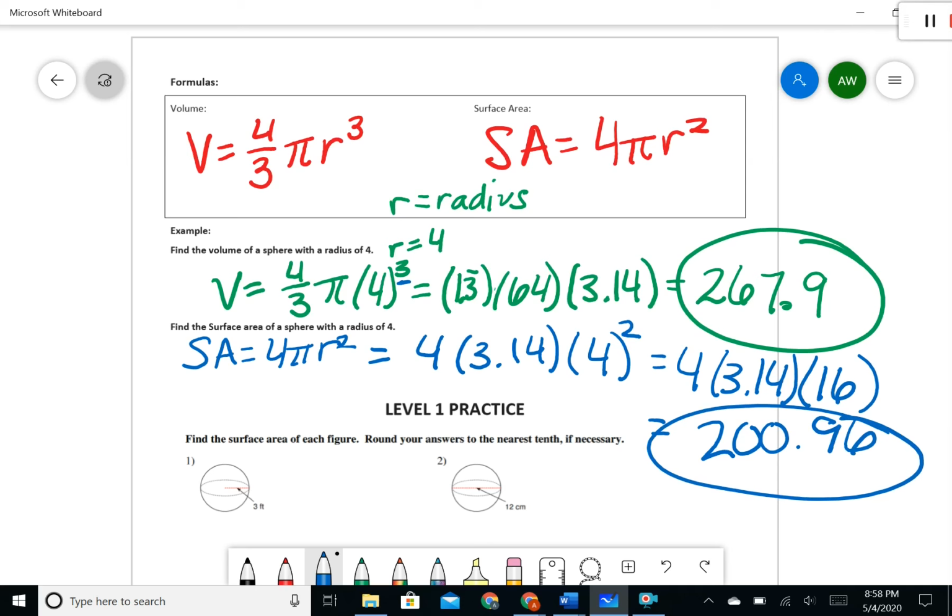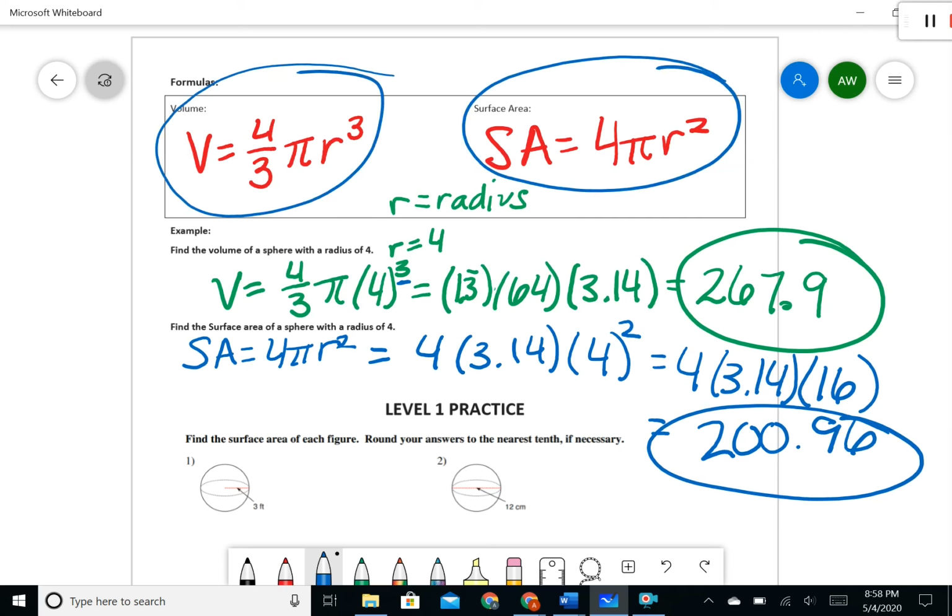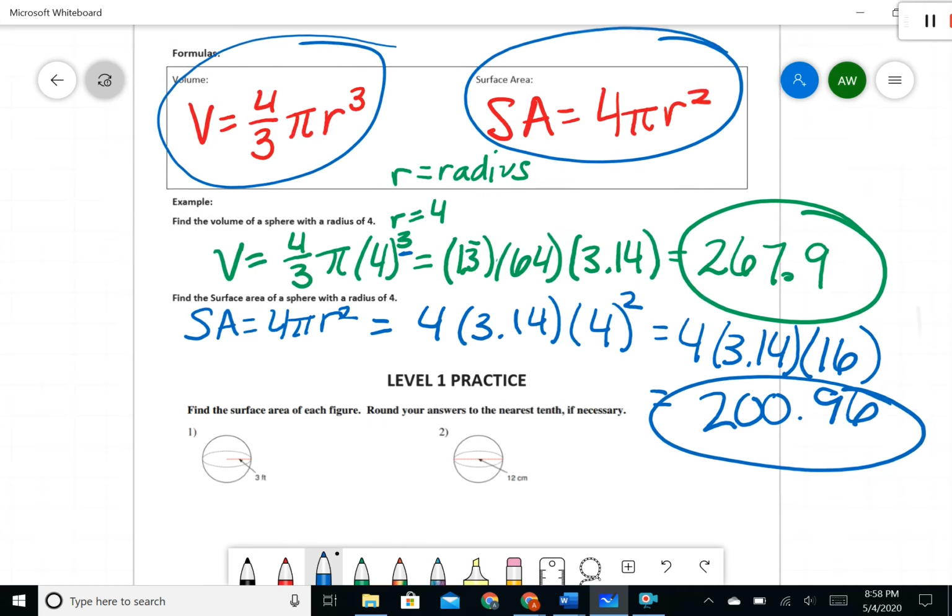So those are all of the new skills we're learning today. This was a pretty straightforward lesson. These 2 formulas are the most important things that we went over today. Let's take a look at the practice just so that you know what you're doing.